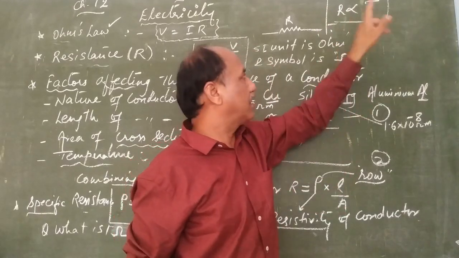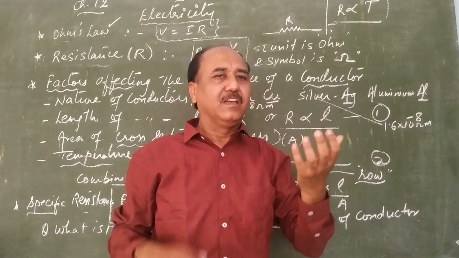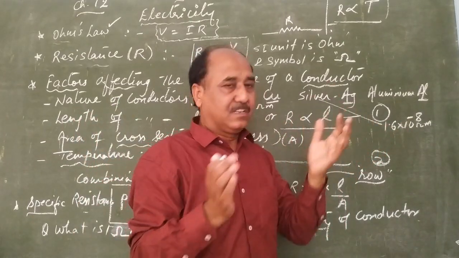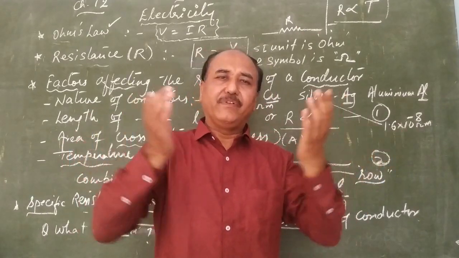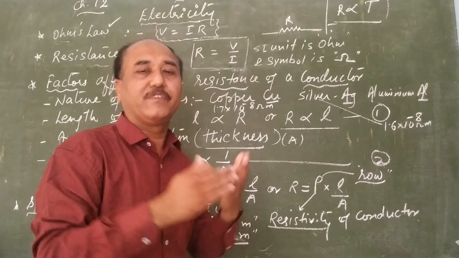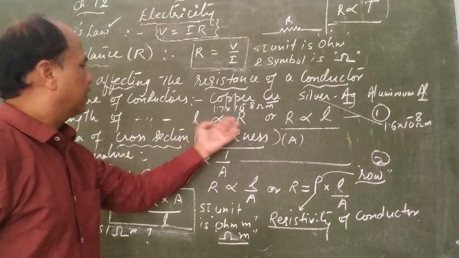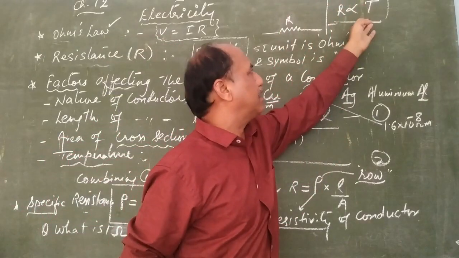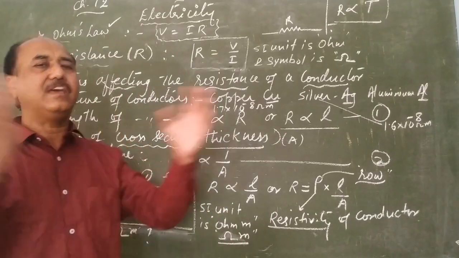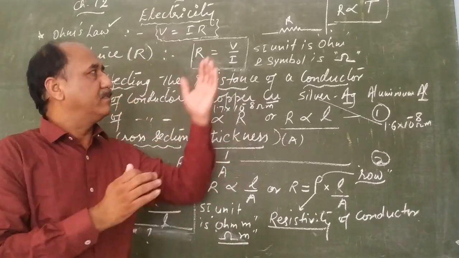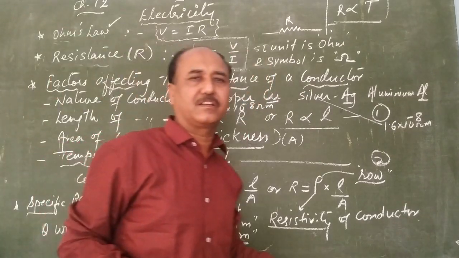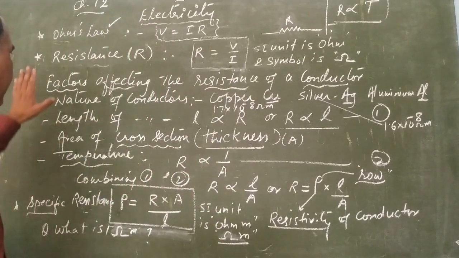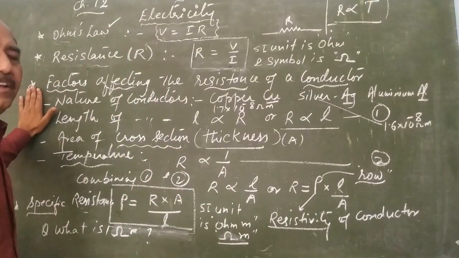Since you know that when we increase the temperature, the conductor that is made up of a metal, generally we say the metal expands. When the metal expands, the length will increase, and when the length increases, what happens? The resistance will also increase, since we have already studied that length and resistance are directly proportional. So on increasing the temperature, the resistance of a conductor increases. So this is about the resistivity and the resistance. I hope that you have understood these factors here.